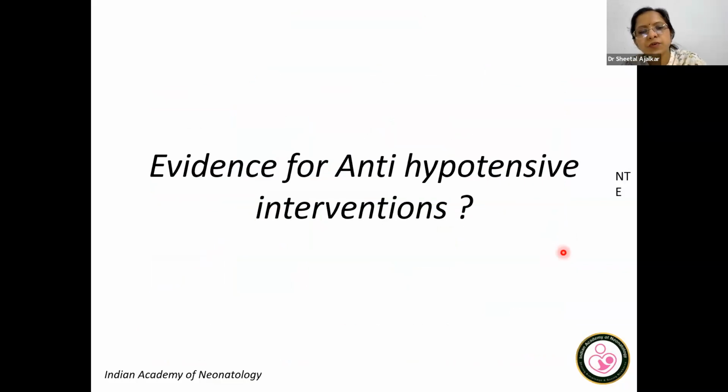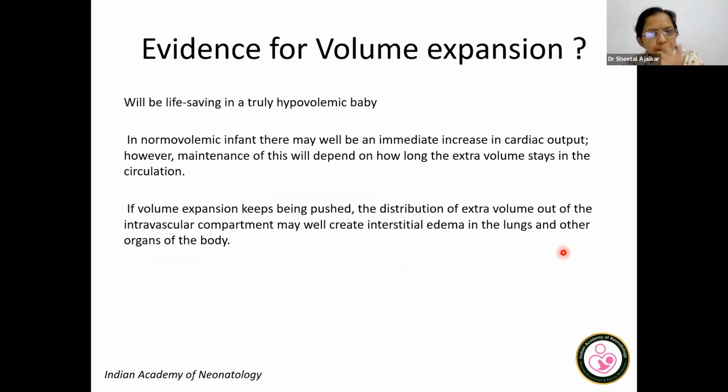So what is the evidence for antihypertensive interventions? We will come to what the evidence is basically. What is the evidence for volume expansion? What is the evidence for the inotropes? What is the evidence for the glucocorticoids? And what does the evidence say, and then what can we derive from it.